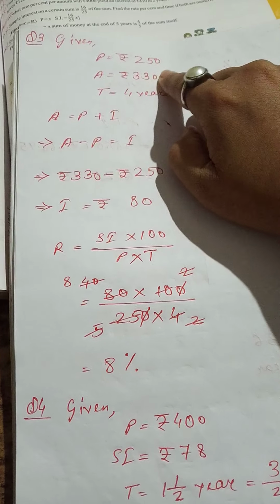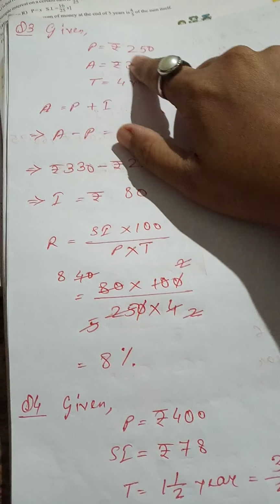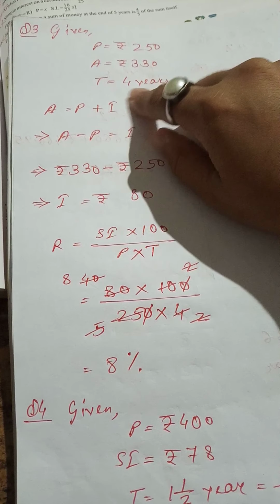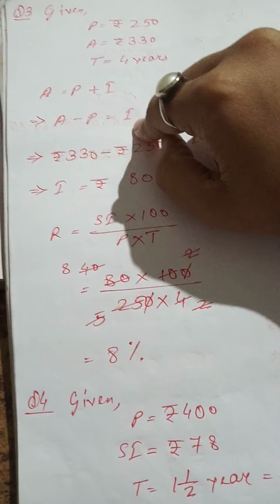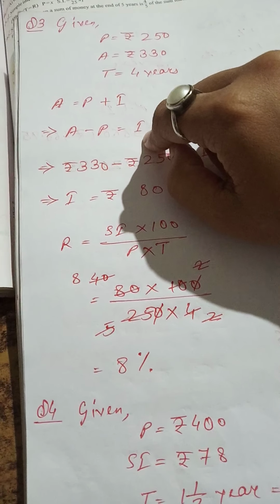Okay. Now here what we will do, let us see. At first we will write down the given. P equals to rupees 250, A equals to 330, T is 4 years. At first, we'll find out our simple interest, by applying the formula of amount here.